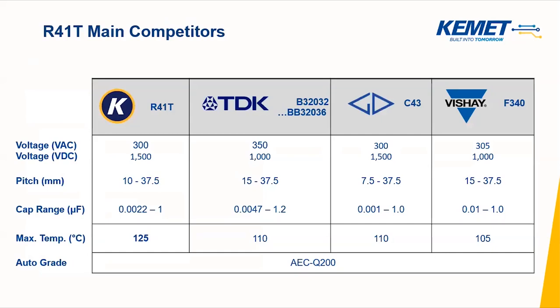Let's see again where we are in terms of technology and other important parameters with respect to the main competition. As in the table, the comparison is between KEMET film Y2 capacitor series R41T against TDK B32032 and B32036. From GD, we have taken C43 series, and from Vishay, we have chosen F340 series for a comparative study. And here again, we are almost in line with the competition in terms of the AC voltage range, pitch, and capacitance range. But what separates us from the rest is our DC voltage rating, which is 1500 volt DC. And if you look at TDK and Vishay, the maximum DC voltage that they can support is only 1000 volts.